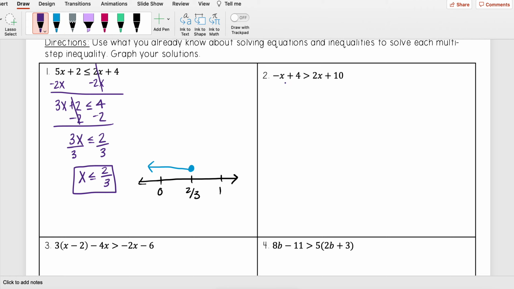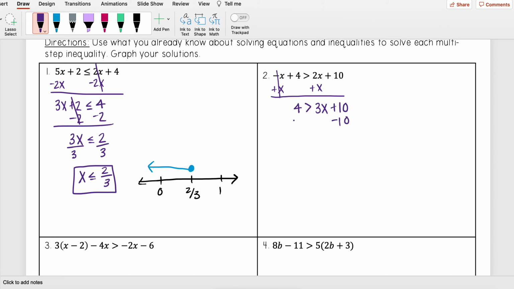Okay, let's look at this next one. So here I want to get x by itself. I'm going to go ahead and move my minus x to the other side by adding x. And that way I don't have to worry about dividing a negative number. If I were to move the 2x to the other side, I'd have a negative 3x on this side. And then I'm going to have to remember to flip that inequality. So that's why I like to go ahead and move my smaller x value. And so all I have on this side is 4 is greater than 3x plus 10.